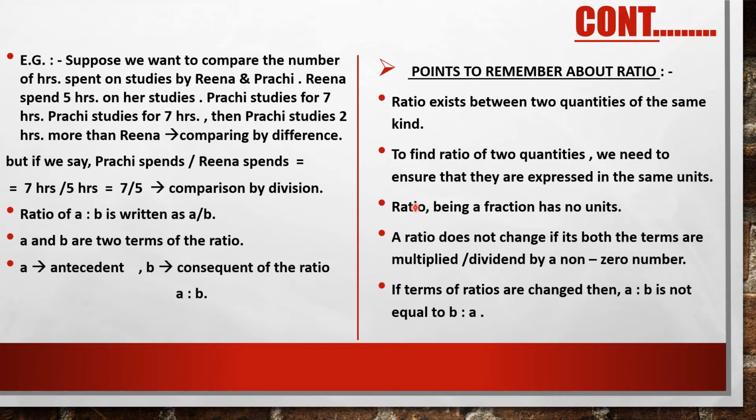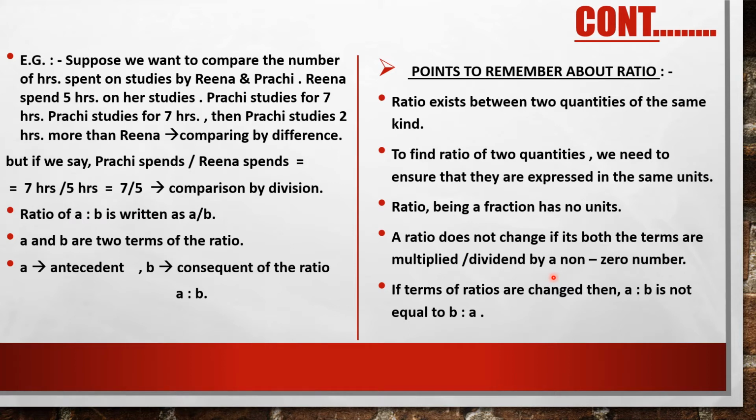Ratio being a fraction has no units. As you can see in this example, 7 hours is to 5 hours equals 7 by 5. We express ratio in the form of a fraction, and remember, ratio has no unit. A ratio does not change if both its terms are divided by or multiplied by a non-zero number.